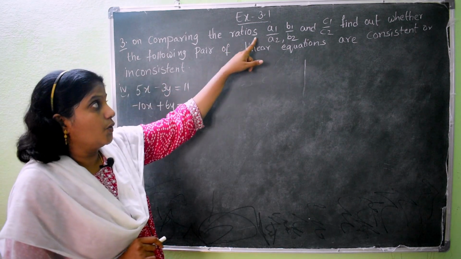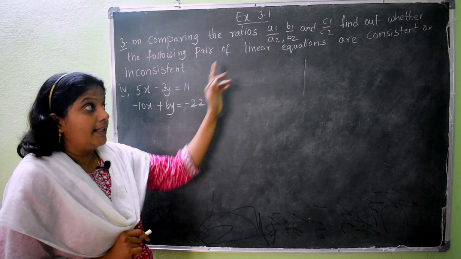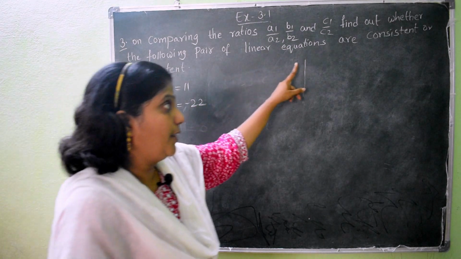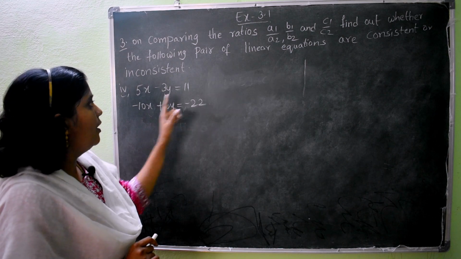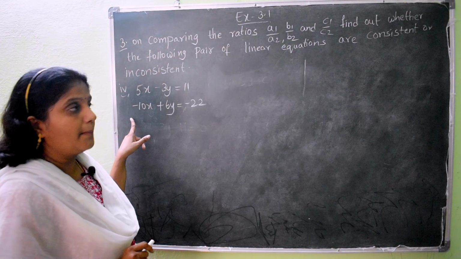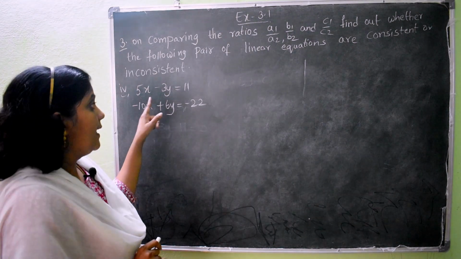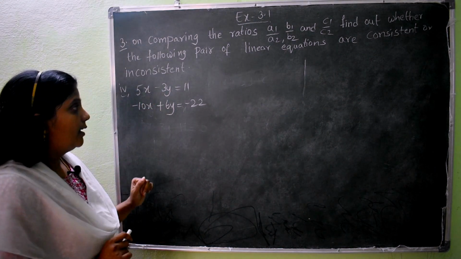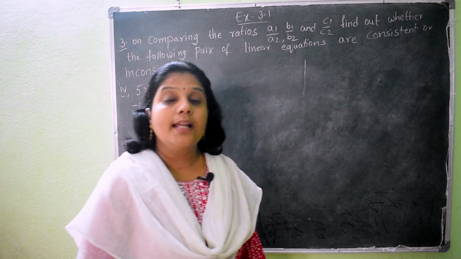On comparing the ratios A1 by A2, B1 by B2 and C1 by C2, we need to find out whether the following pair of linear equations are consistent or inconsistent. Here two linear equations are given, so we can say it is a pair of linear equations. A linear equation should be of the form ax plus by plus c equal to 0. Is this in this form? Yes.